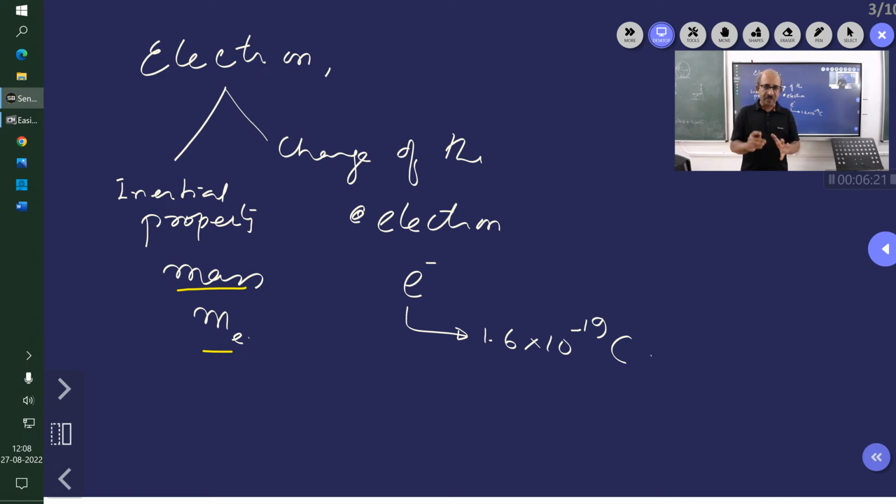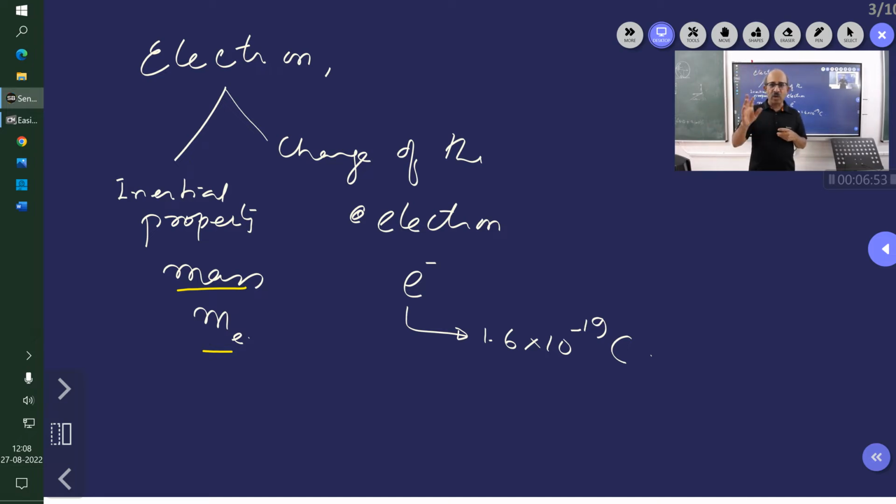Okay, now let's come to the formal definition of charge. So what is charge? Now that we have identified matter, if there is matter, there are atoms, and if there are atoms, there are electrons and protons. In other words, charge is an intrinsic property of matter.